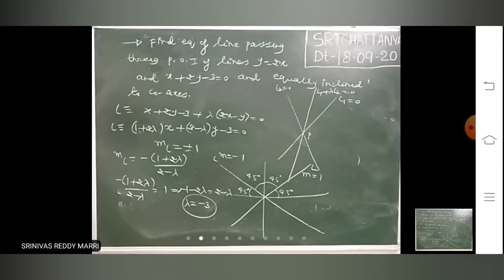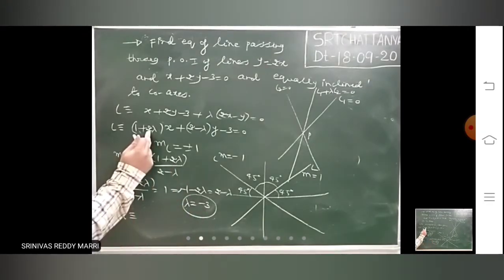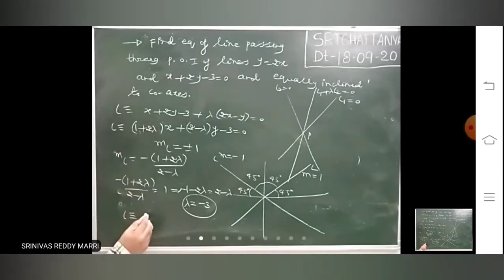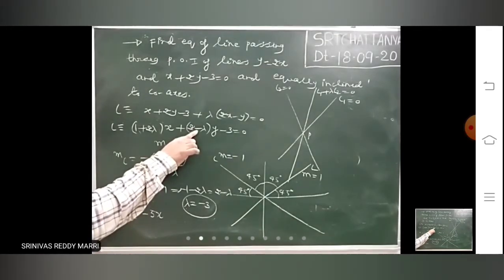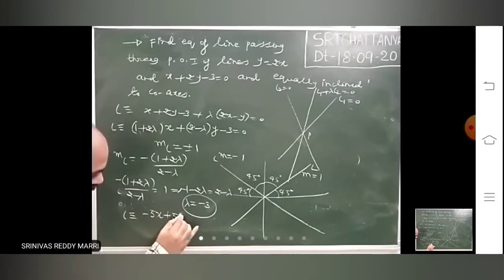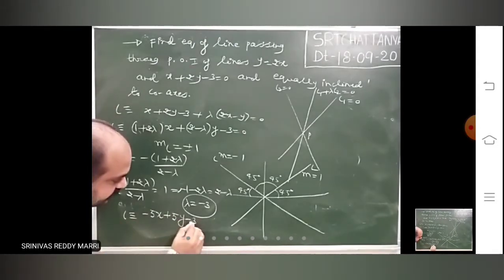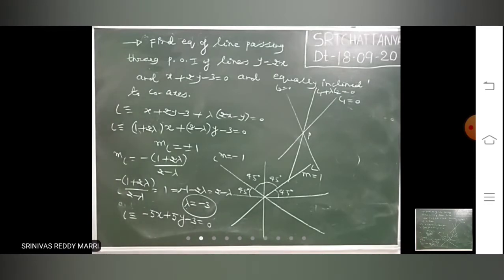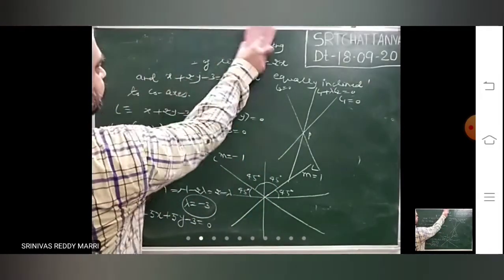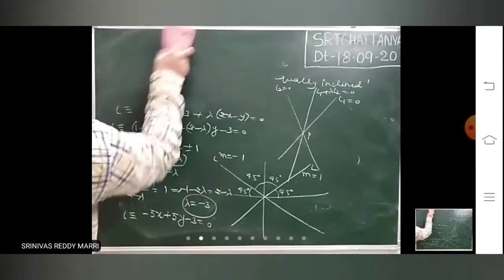So lambda equal to minus 3. If lambda equal to minus 3, substitute here in line L. So what you will get: 1 minus 6, minus 5x, and 5y minus 3 equal to 0. This is one line. Another line, two lines will be there.